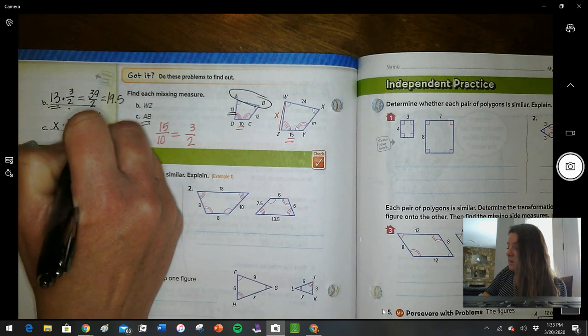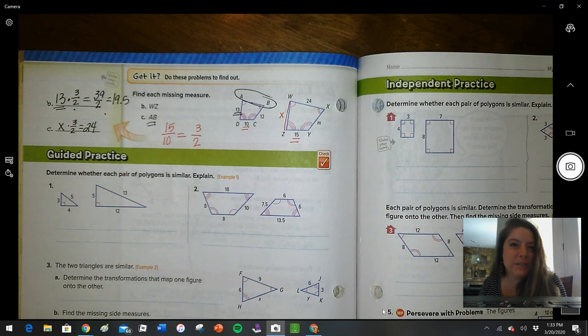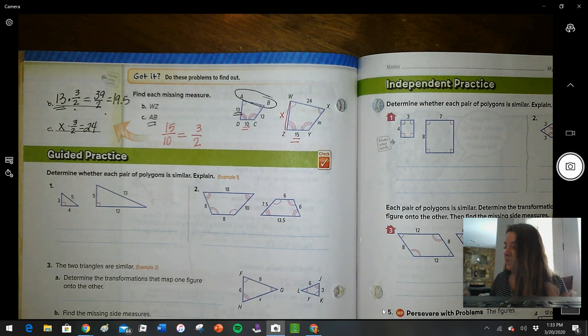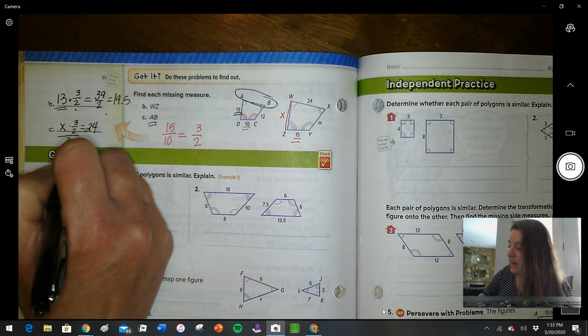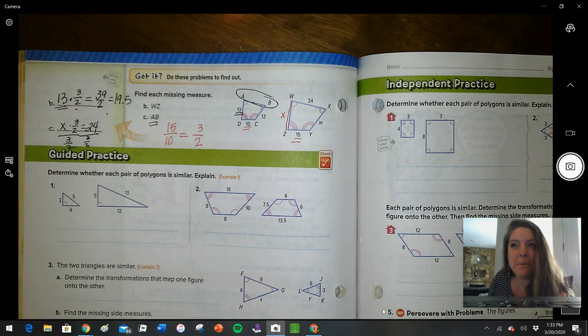is going to be 24. Do you remember how to do fractions? What do you do with like the times 3/2, right? We're going to divide by 3/2, but what do you do when you divide fractions? Do you remember? Hopefully you're thinking that you're going to do the keep, change, flip thing, right?